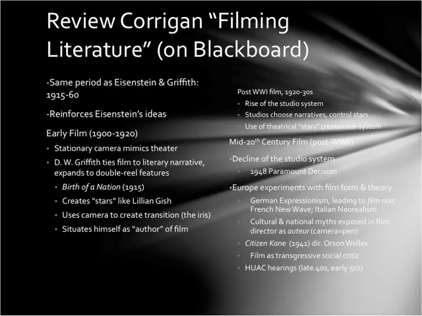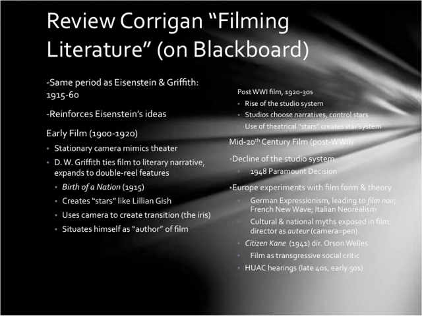So this is for the second slide. One of the things that will help you is to go back and review the Corrigan Chapter 2 article, Filming Literature, that you read about a month ago that's placed on Blackboard. It covers the same time period as Eisenstein and Griffith were working. So they're working between roughly 1915 and 1960, which is sort of the mid-film era of the 20th century.